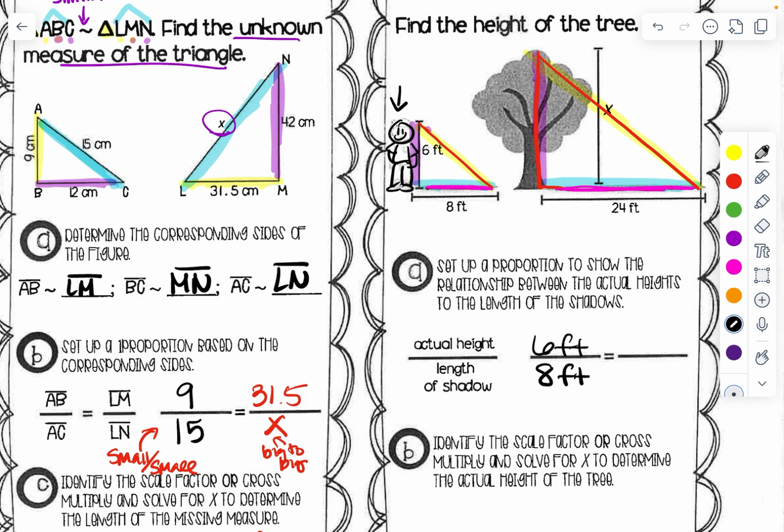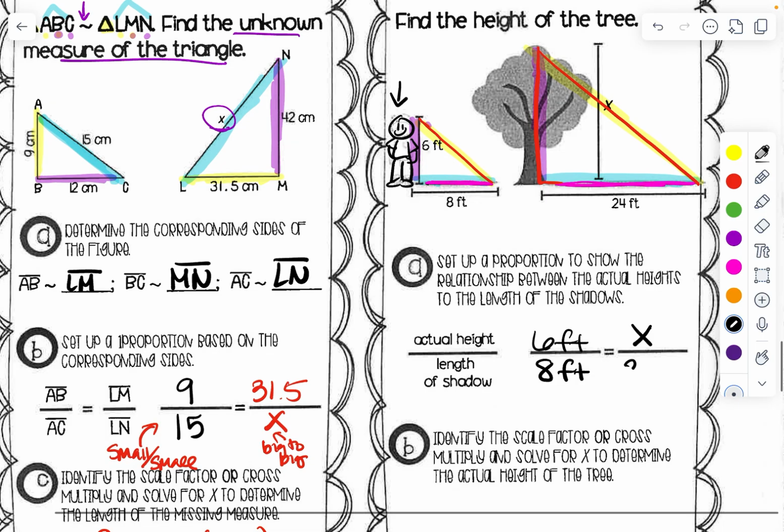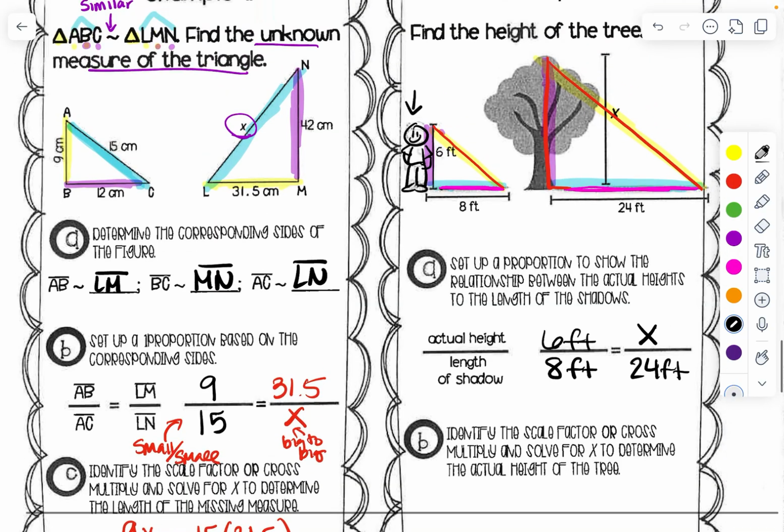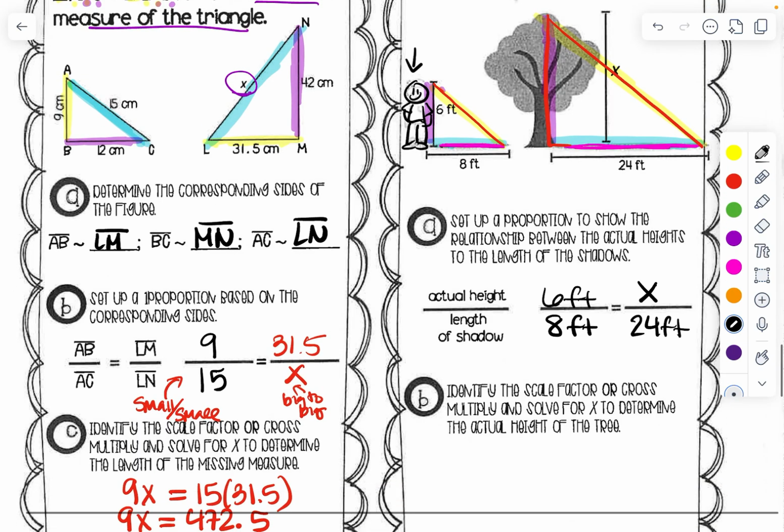So the height of the tree is unknown, so we're going to put our X there. But we do know the length of the shadow of the tree, because that's something we can measure because it's on the ground, and that's 24 feet. So then all we have to do is solve the proportion. So you can think of it as height of the man to shadow of the man equals height of the tree to shadow of the tree. And you can do that with a building too.